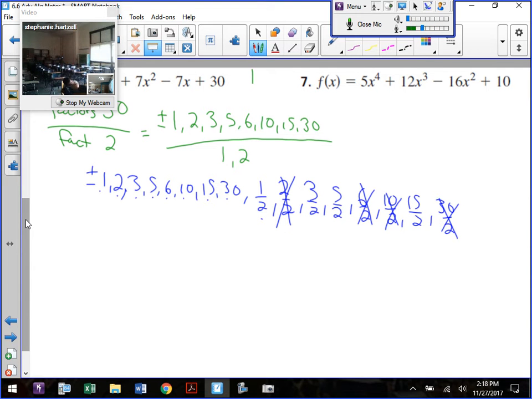Yes, ma'am? Yes. If you do write out your duplicates, you have to go back and cancel them out. And that's just what it's making you do. It's making you go back to double check.